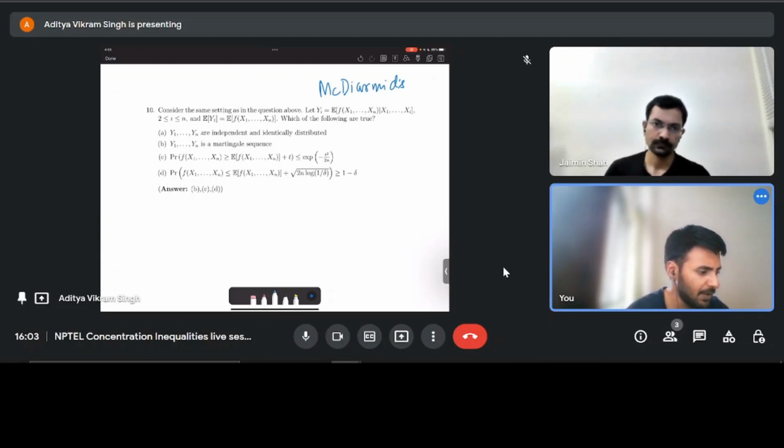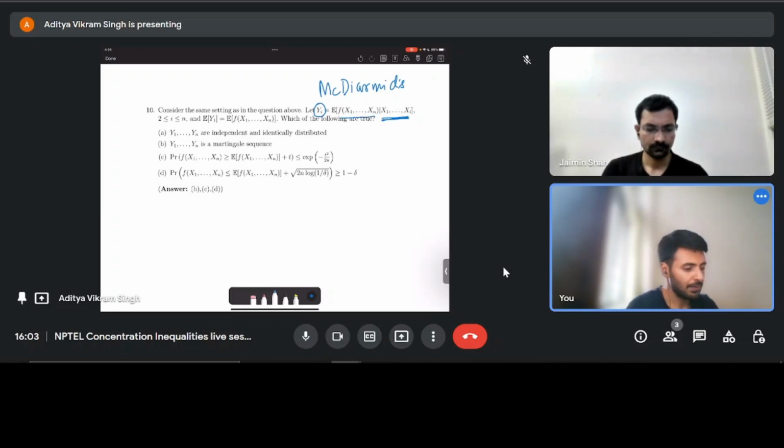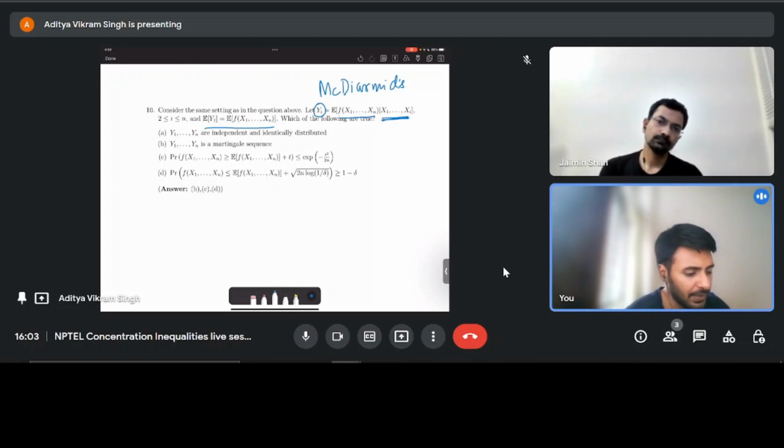So let's see. This is just the derivation of McDiarmid's. How we derive McDiarmid's is we start by conditioning on the first i things and define yi as that. You can interpret that as: once you know x1 to xi, what is the best guess of f of x1 to xn? And E of y1 is the usual expectation, and which of the following are true. We saw that they form a martingale sequence, right? And then these are just McDiarmid's inequality.